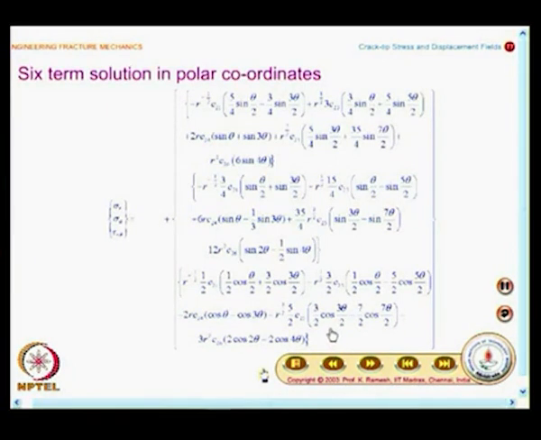So, now you have a 6 term solution in polar coordinates given by Williams eigenfunction approach. This is very clumsy. If you have this kind of a form, the solution would not have become popular. There was a very nice work done by Atluri and Kobayashi. They simplified and represented all the multi-parameter stress field equations in a very elegant fashion. We will look at that solution shortly.